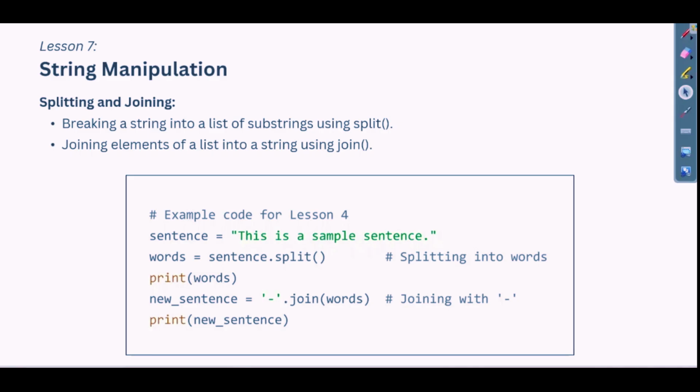Similarly, we also have the dot join method, which simply joins strings. For example, if we put a sign before the join method, it will use that sign to join the sentences. So that's all about strings. Let's move to the Colab notebook and practice a few questions related to strings.